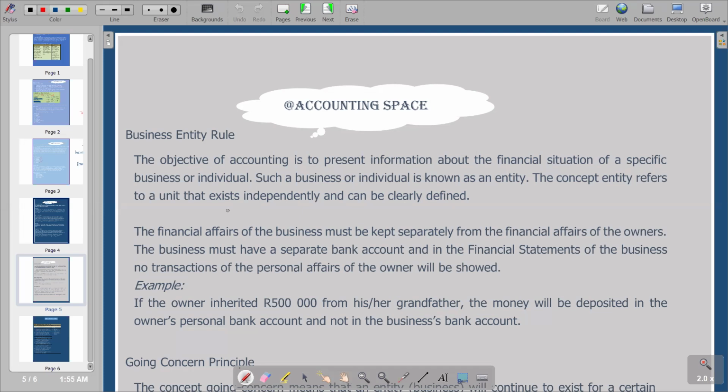That's where we have the basic concept. The financial affairs of the business must be kept separately from the financial affairs of the owner. In the statements of the business, no transaction of the personal affairs of the owner will be shown. So transactions of the personal affairs of the owner should not be shown in the books of account. That's why we adjust for drawings, and also we have the concept of capital. So that explains the business entity rule. The example that we're given is that if the owner inherited 500,000 rands from his or her father, the money will be deposited in the owner's personal bank account and not in the business bank account. So we are trying to separate the private transactions of the owner from the transactions of the business.